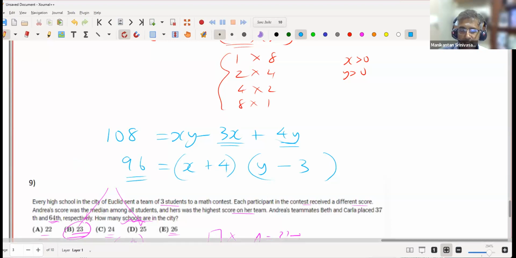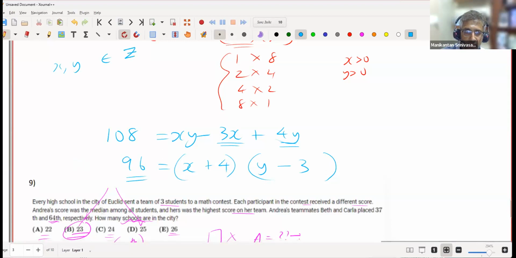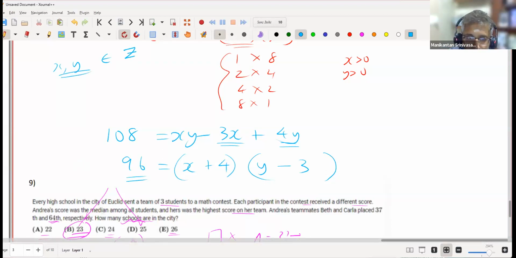However, let's say the question is how many ordered pairs. Actually, can we do this? How many ordered pairs of integers x and y are there where this product will work out to 96? Can you guys all do it quickly?